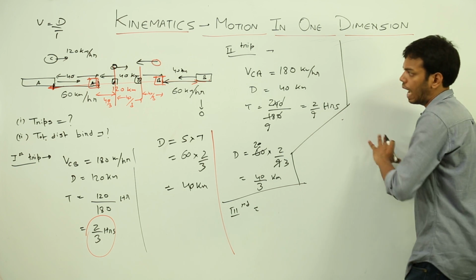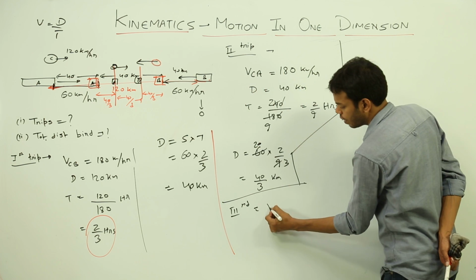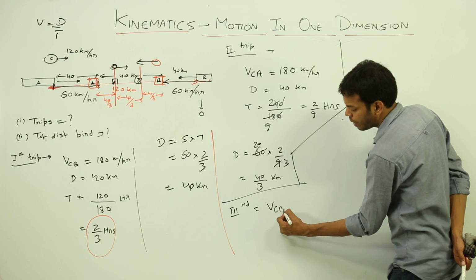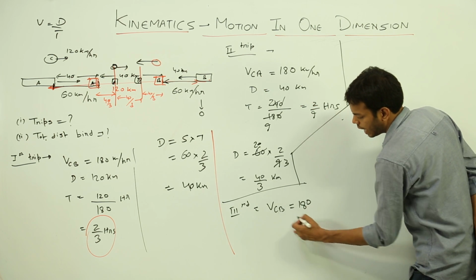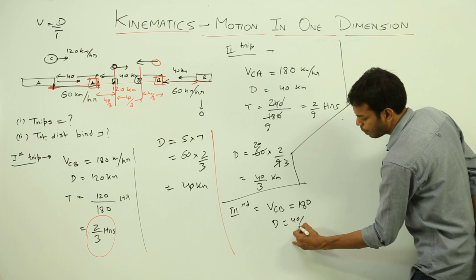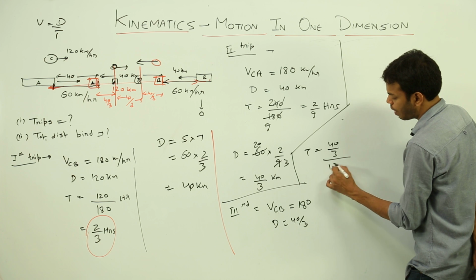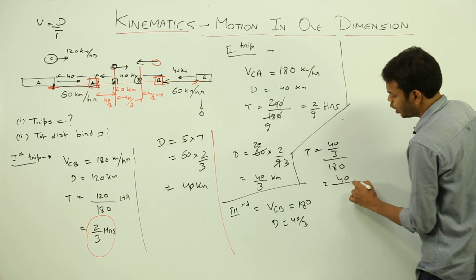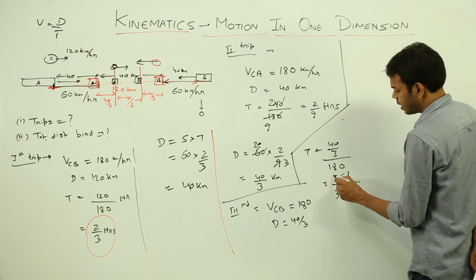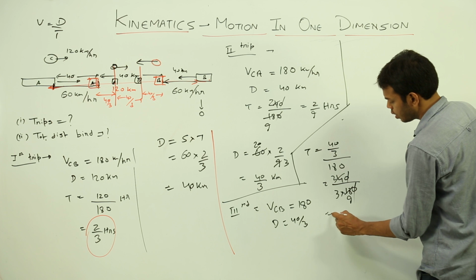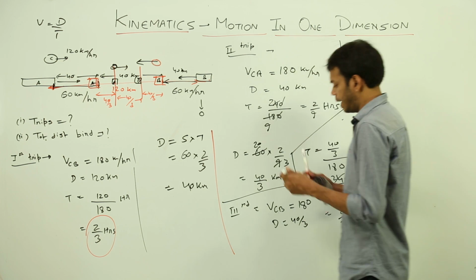For the third trip, I won't write it in detail, I am doing the shortcut now. Velocity of bird with respect to train B, because the bird is traveling back towards train B, will be 180 again, and the distance to be covered is 40 upon 3. So time taken would be 40 over 3 divided by 180. This will give you 40 over 3 into 180, right? This is 2, this is 9. So you are left with 2 upon 27 hours.